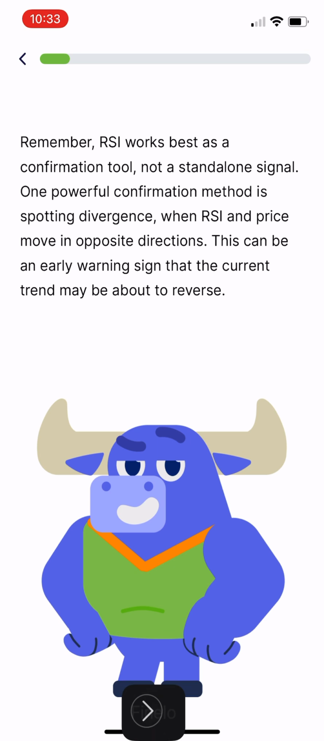Remember, RSI works best as a confirmation tool, not a standalone signal. One powerful confirmation method is spotting divergence. When RSI and price move in opposite directions, this can be an early warning sign that the current trend may be about to reverse.